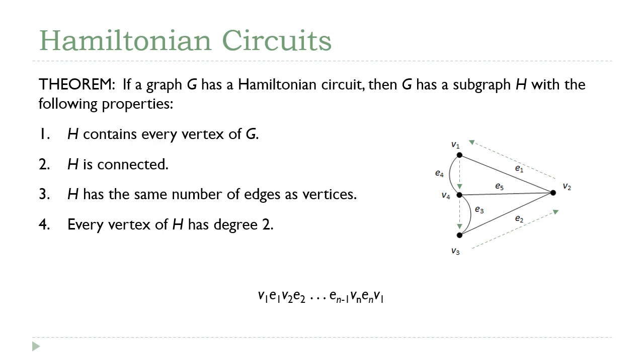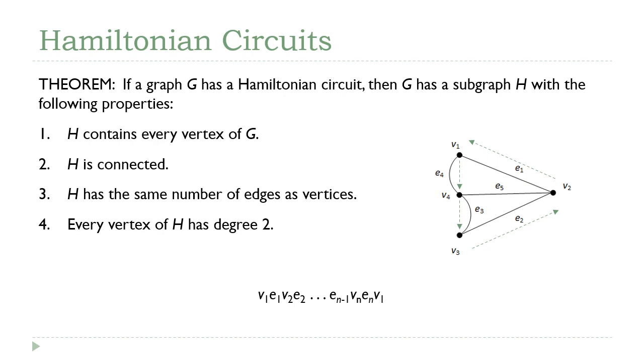Now, if you look over at the graph here on the right, this is the first graph we looked at in the previous slide. You can see that this particular Hamiltonian circuit, which I've highlighted with the arrows, does satisfy these properties. The subgraph defined by V1, E4, V4, E3, and so on around that circuit contains every vertex of G. It's connected. It has 4 vertices and 4 edges, and every vertex is of degree 2. Good, so it's confirming that we can see the theorem working here.